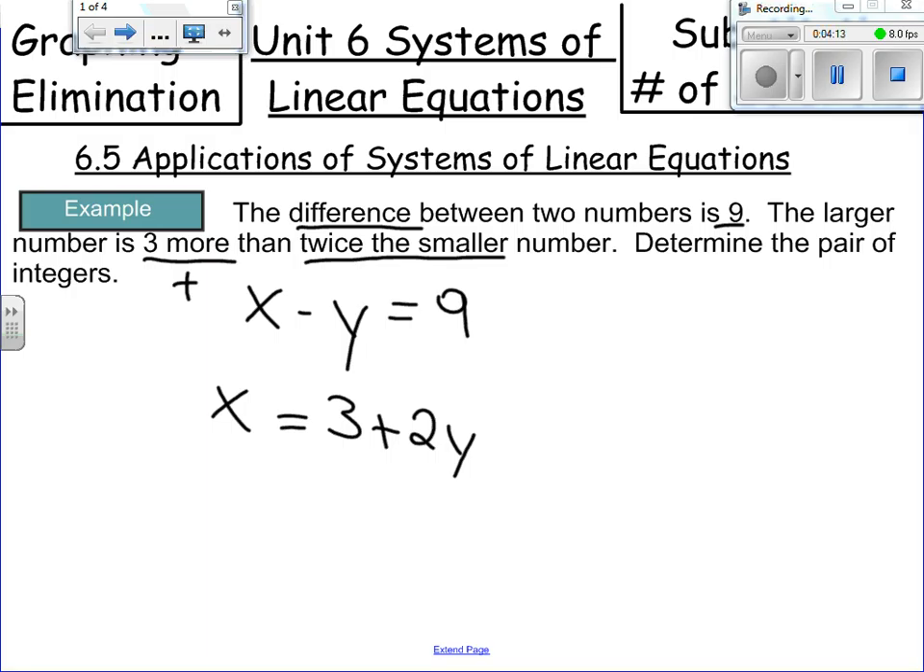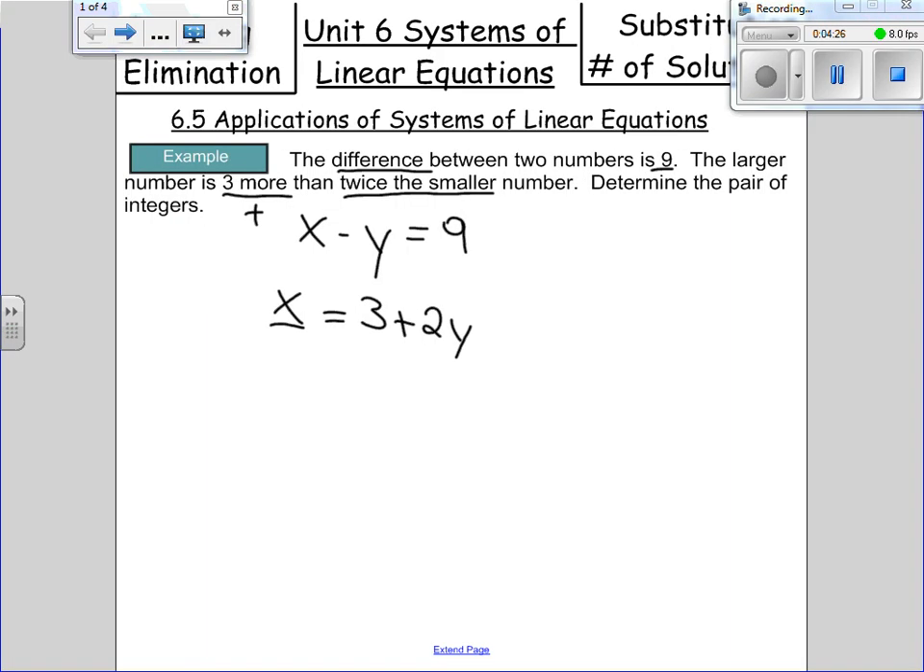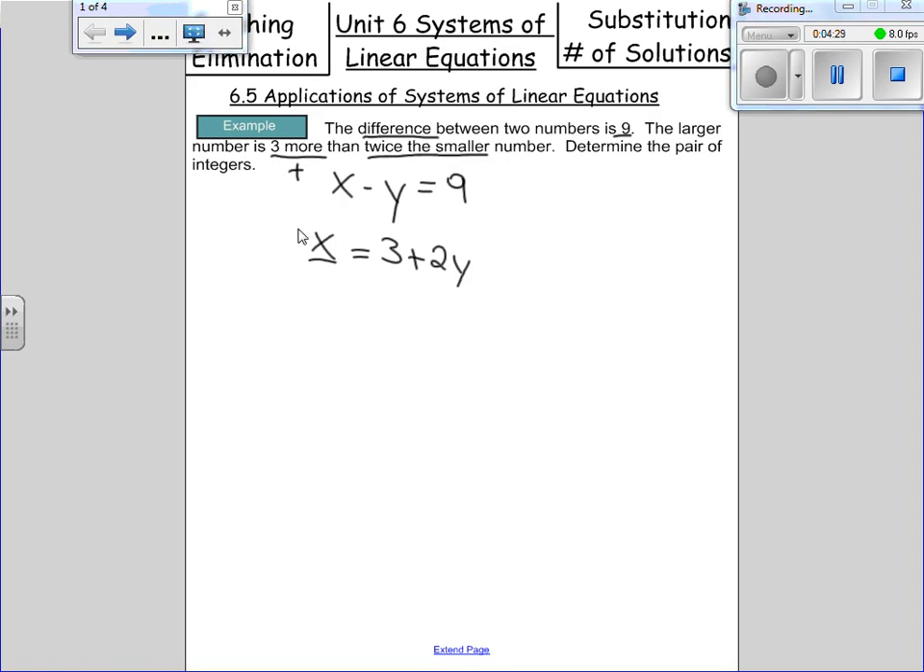I'm going to do substitution. Because x has already been isolated. It's already by itself. So that makes substitution really, really easy. Remember, substitution means that we take all of this and we plug it into the other equation. So since we already know that x is equal to all that stuff, I can put it in the other equation. So now I have 3 plus 2y minus y is equal to 9.